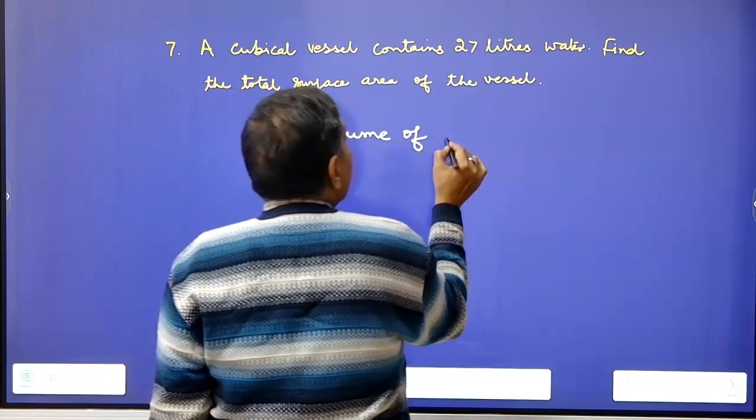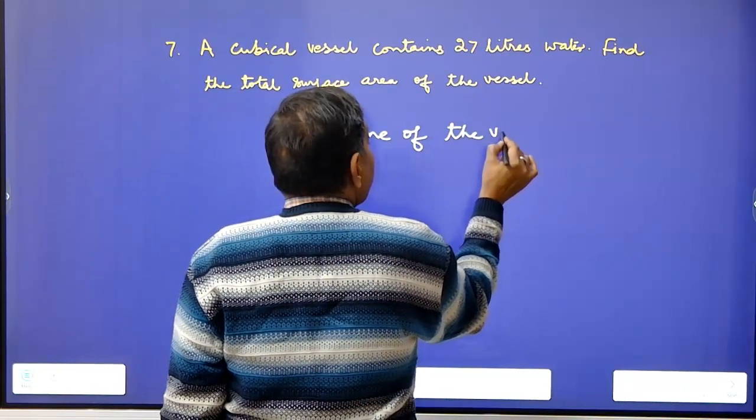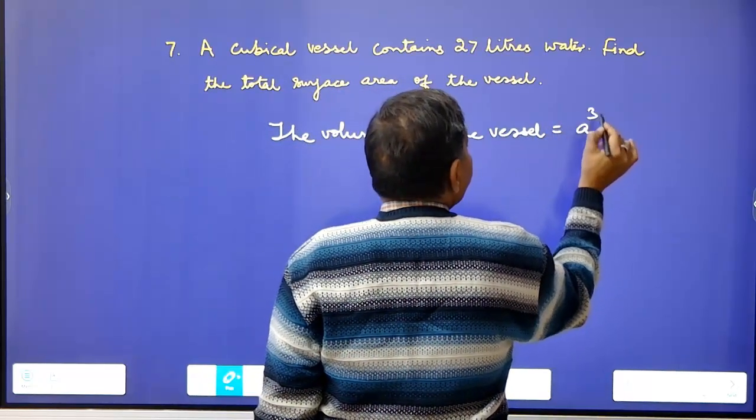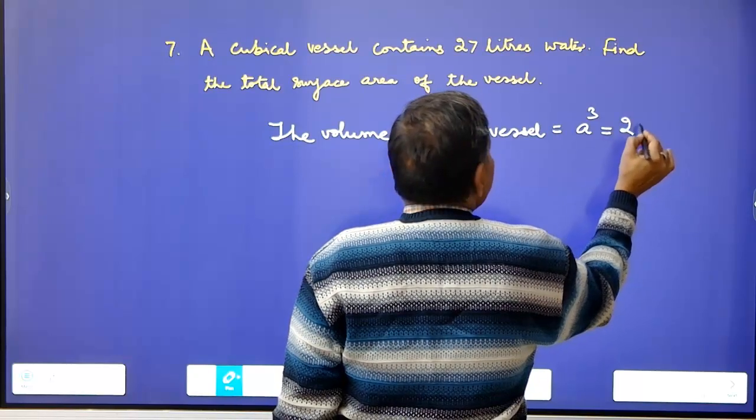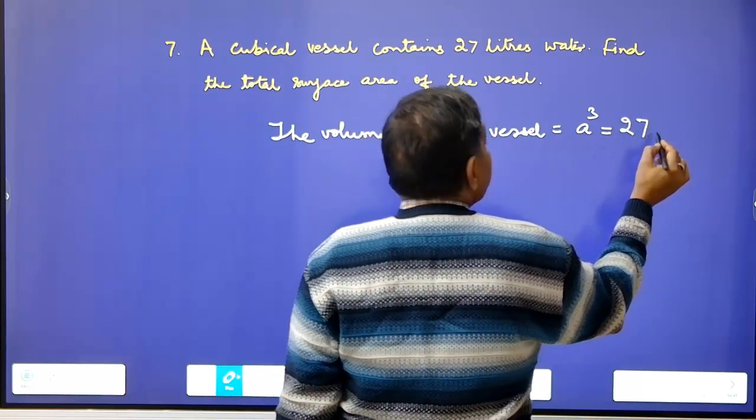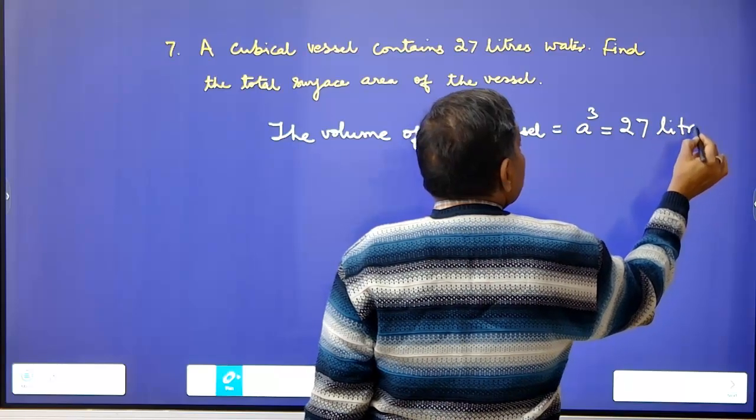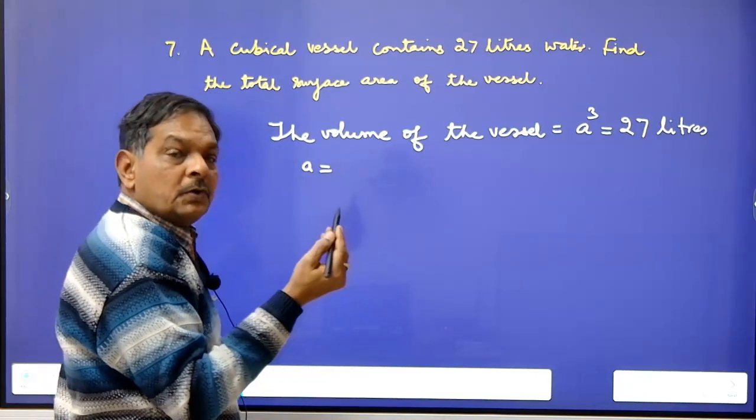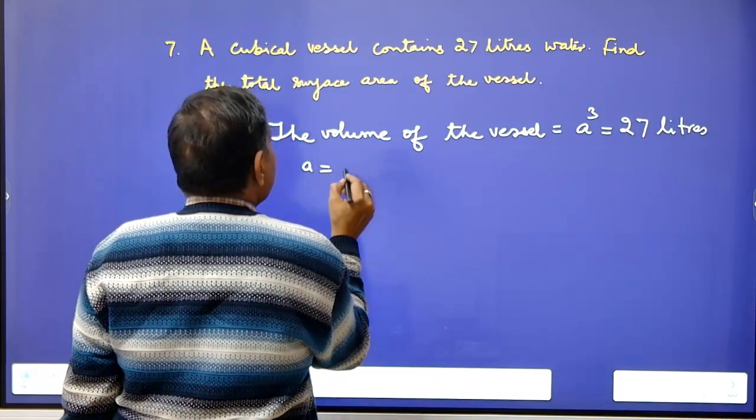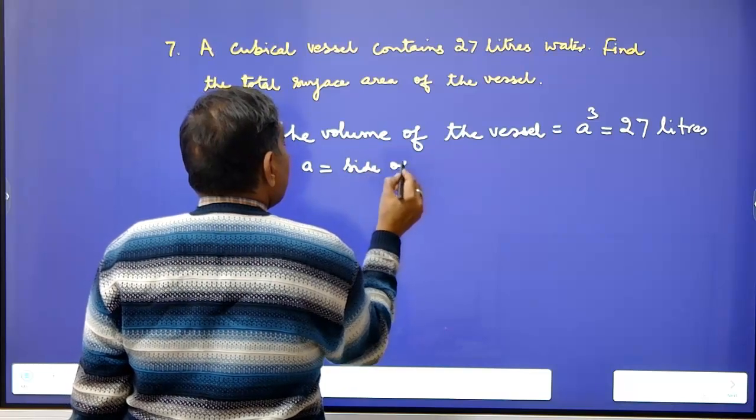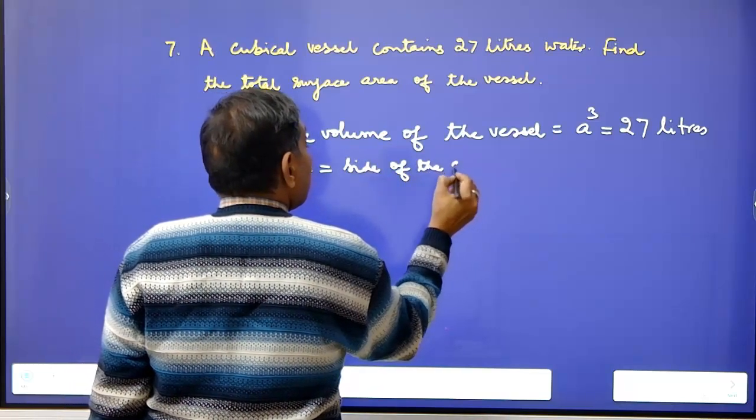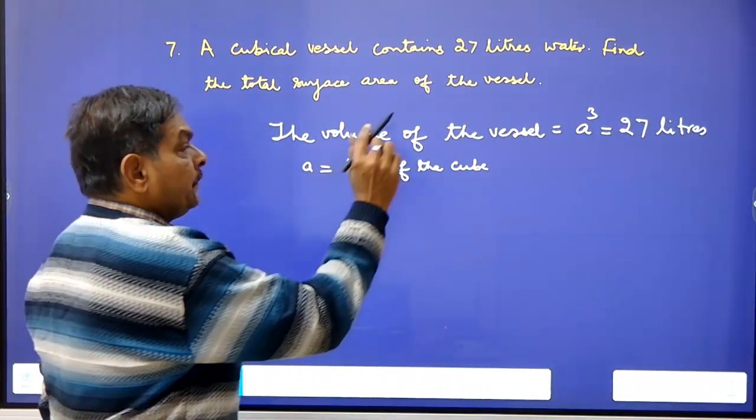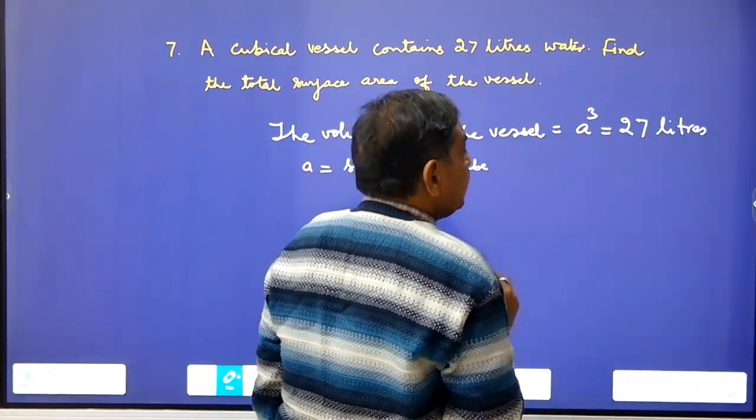of the vessel is equal to A cube, and this is given as equal to 27 liters, where A is equal to one edge or say side of the cube. Okay, so A cube is equal to 27 liters.